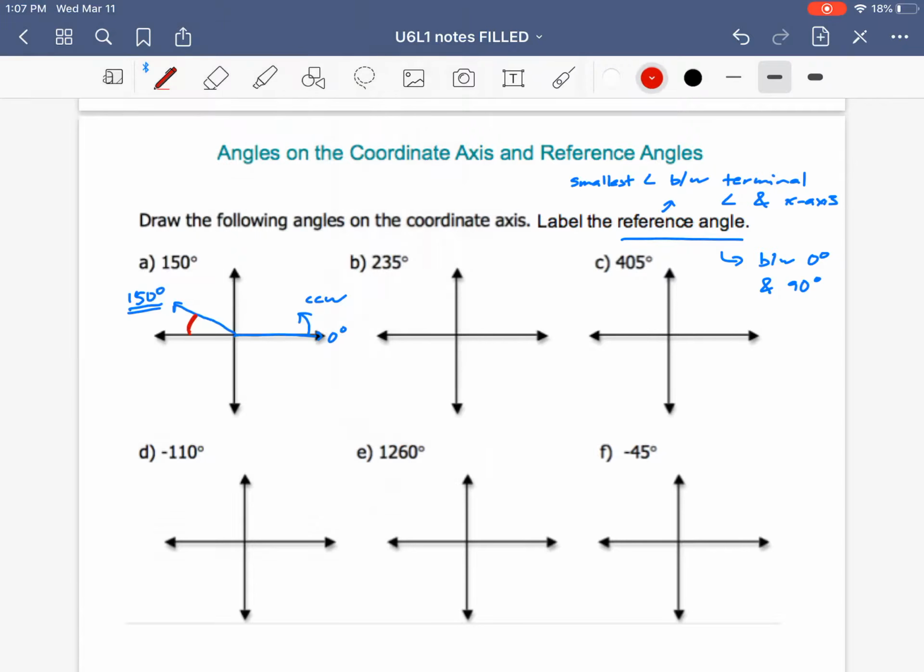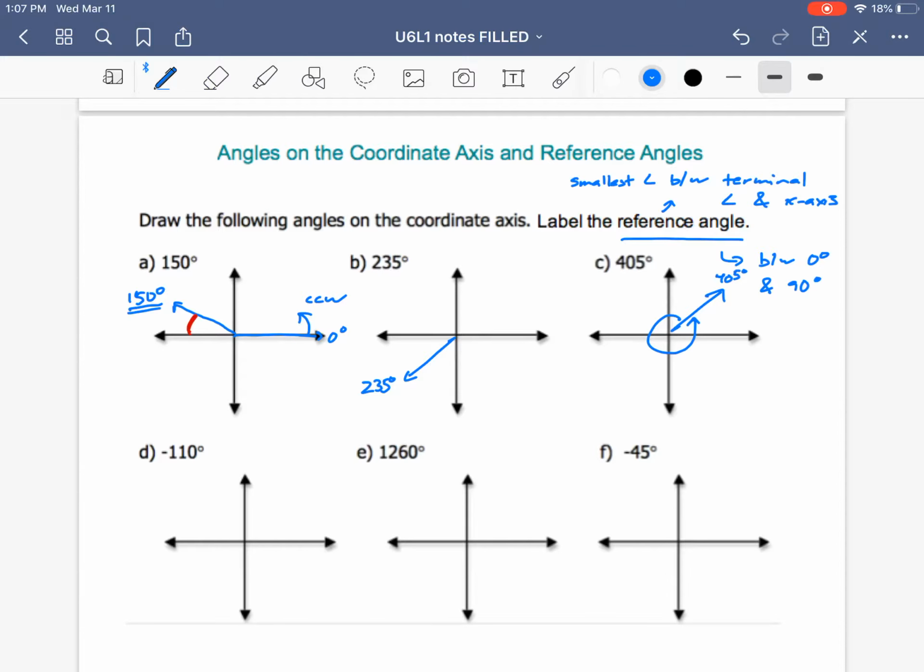235, and actually I think what I'm going to do is go through all of these, the angles themselves first, and then the reference angles. So 235, well, that's somewhere here. That's 180 plus 45. 405, that's 360 plus 45, so that's somewhere here. This is 235, and maybe for this 405, maybe I want to indicate I've gone around once, and a little bit more.